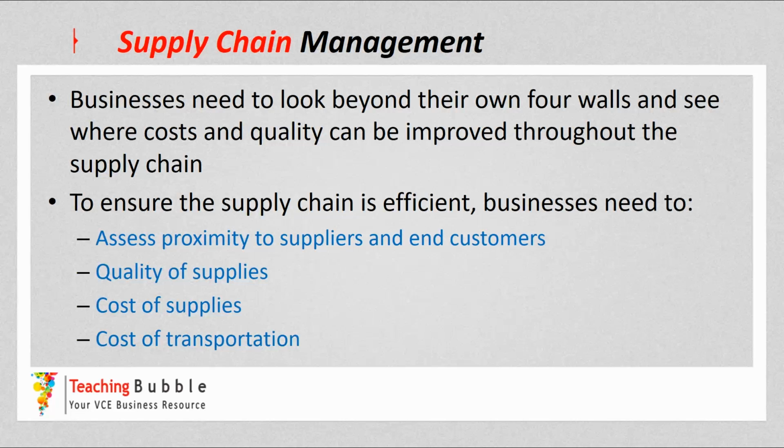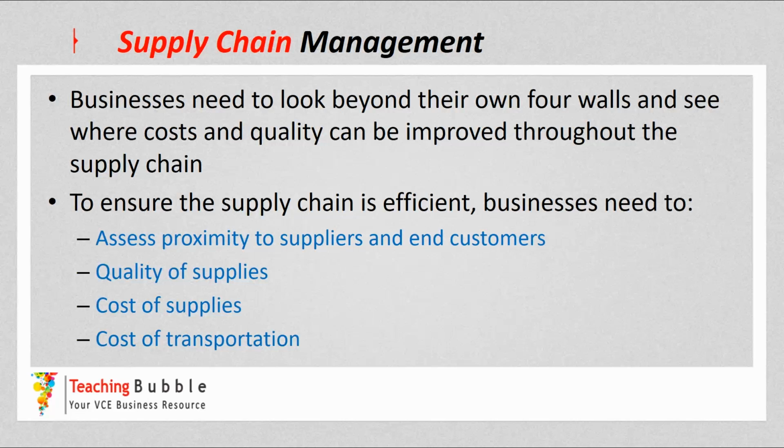Now, to ensure that the supply chain is efficient, businesses need to do a number of things, and here's just a couple of examples. So one, assess the proximity to suppliers and also to the end consumers, because if suppliers have to travel a long way in order to get to the business, then that's going to increase transportation costs, and that's the exact same thing with transportation to the end consumer.